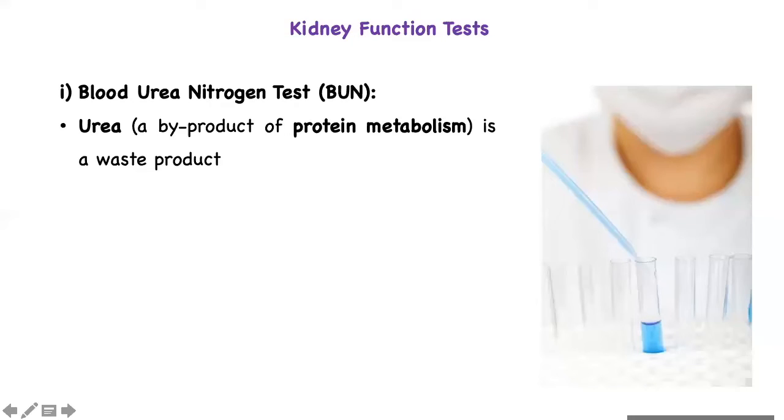It is well known as the BUN, or the blood urea nitrogen test. Basically, you measure the level of nitrogen present in the urea. And you know that urea is basically a byproduct of protein metabolism. As a byproduct, it produces the urea. And urea is basically a waste product.